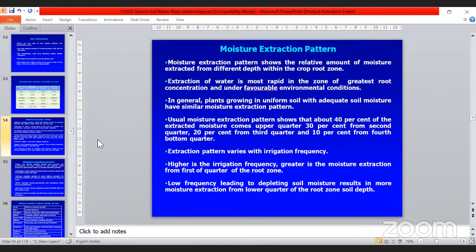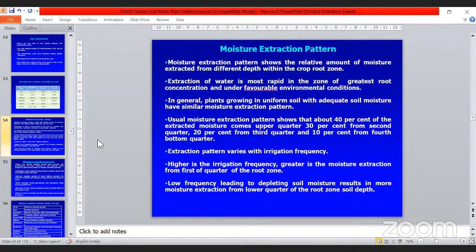So in general, plants growing in uniform soil with adequate soil moisture have similar moisture extraction patterns. Usually the moisture extraction pattern shows that about 40% of the extracted moisture comes from the upper quarter, 30% from the second quarter, 20% from the third quarter, and 10% from the fourth, bottom quarter. That is from the depth of the available soil moisture in the soil.